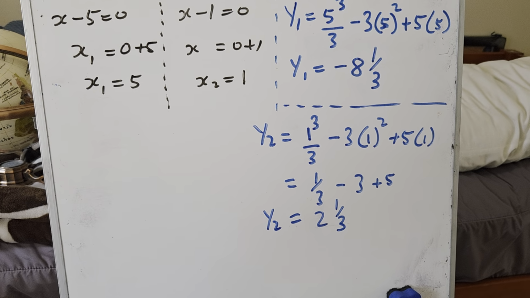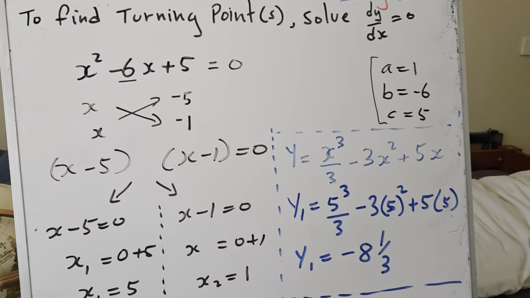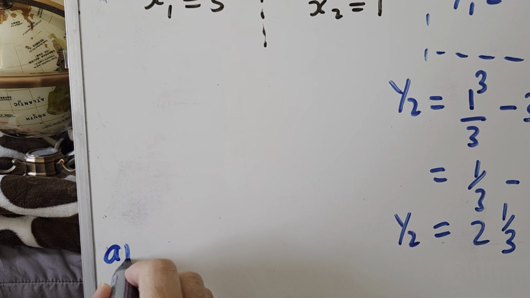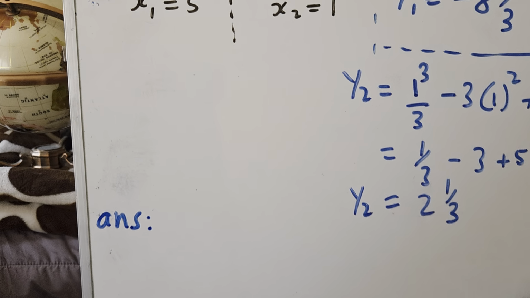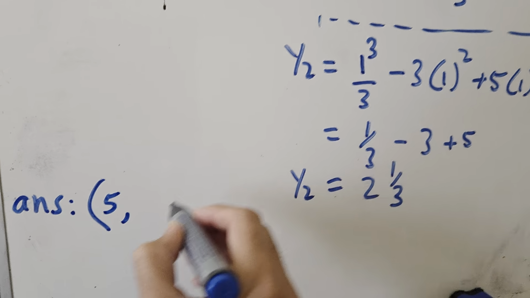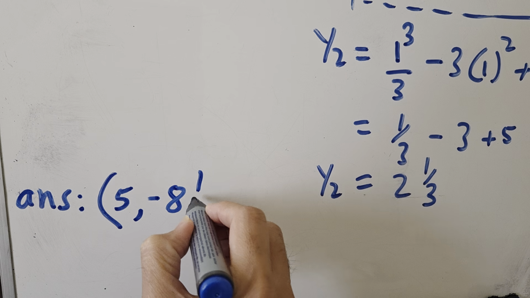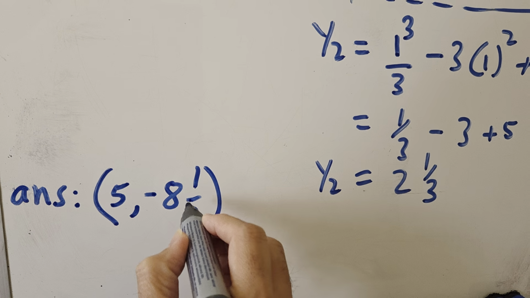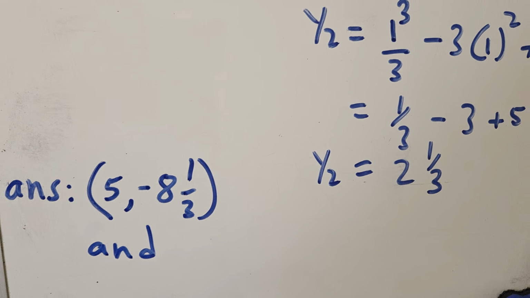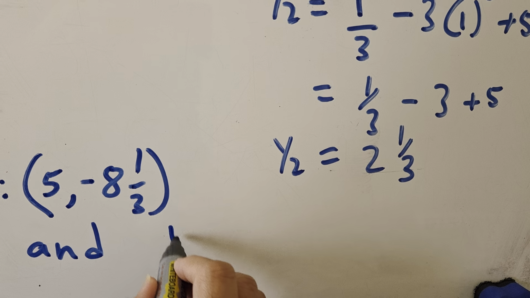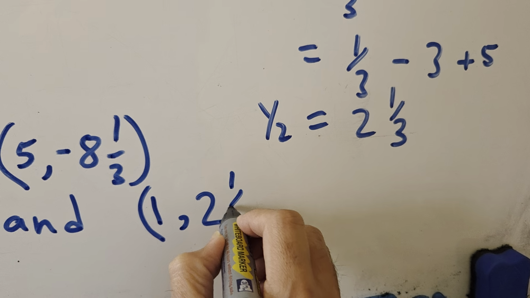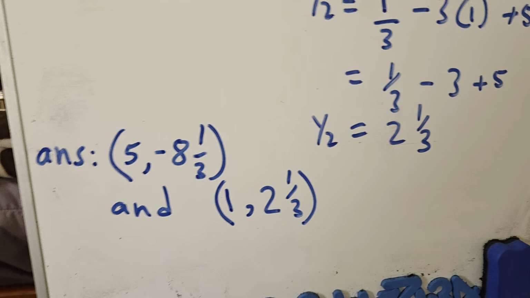Do not leave your answer like that. Make sure your answer is presentable. The question was asking us about turning points. So our answer is the turning points are at x1, y1, so 5 and negative 8 and 1/3, and x2, y2, so x2 is at 1 and y2 is at 2 and 1/3.